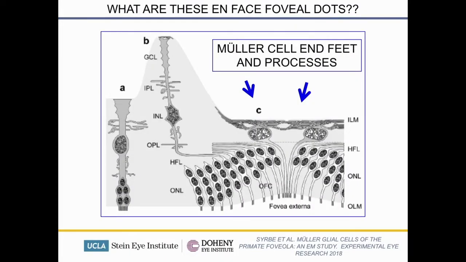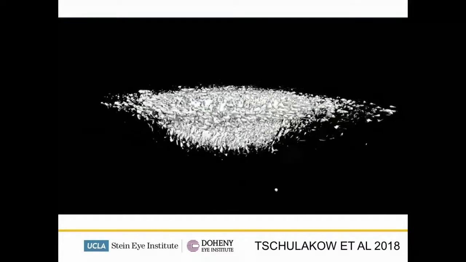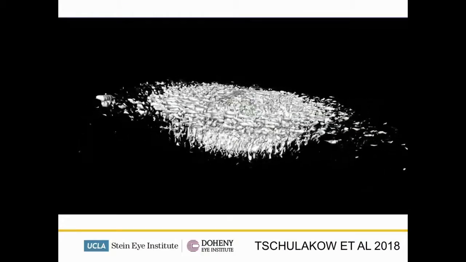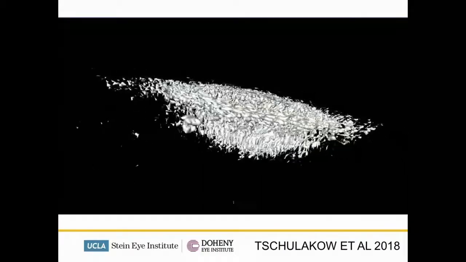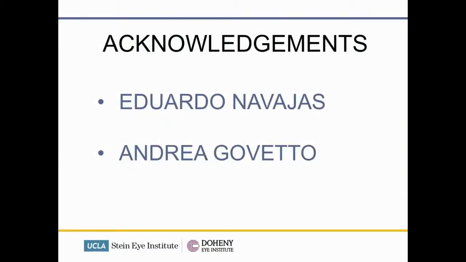We believe these may relate to the central cluster of Mueller cells that insert under the ILM. In this three-dimensional scanning electron microscopic image of the fovea in a human patient, you can see that central cluster of Mueller cells as they insert under the ILM.